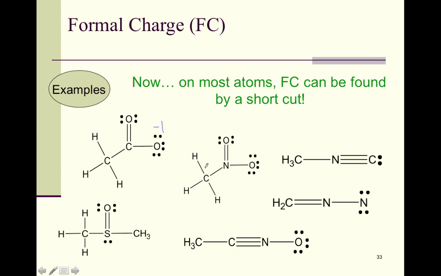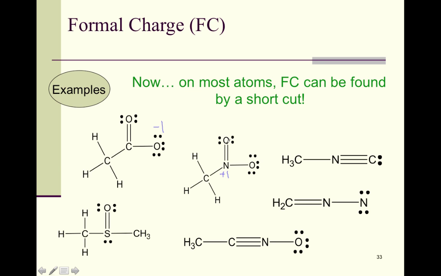Carbon here has 4 bonds, so it has no formal charge. Nitrogen has 1, 2, 3, 4 bonds. Did you notice it has 1 more bond than preferred? Remember, the preferred number of bonds for nitrogen is 3. So it's supposed to have 3, and it has 1 more than it's supposed to. So its formal charge would be a +1. Let's check this again. Nitrogen is supposed to have 3 bonds. It has 1, 2, 3, 4. It has 1 more than it's supposed to. So the formal charge on this nitrogen is +1.